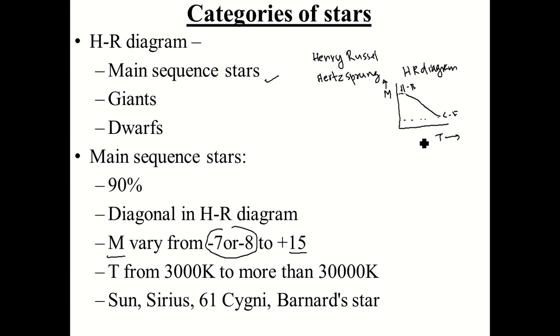And if you consider the temperature, you can see that the temperature changes from 3000 Kelvin to more than 30,000 Kelvin. Examples which lie in this category are our Sun, which is a main sequence star, Sirius, 61 Cygni, and Barnard's star. So these are the examples for main sequence stars.